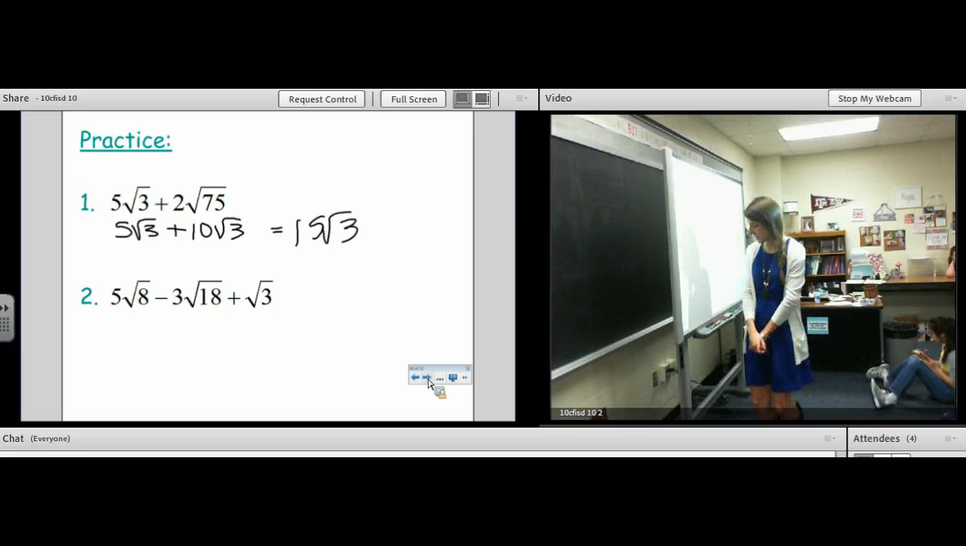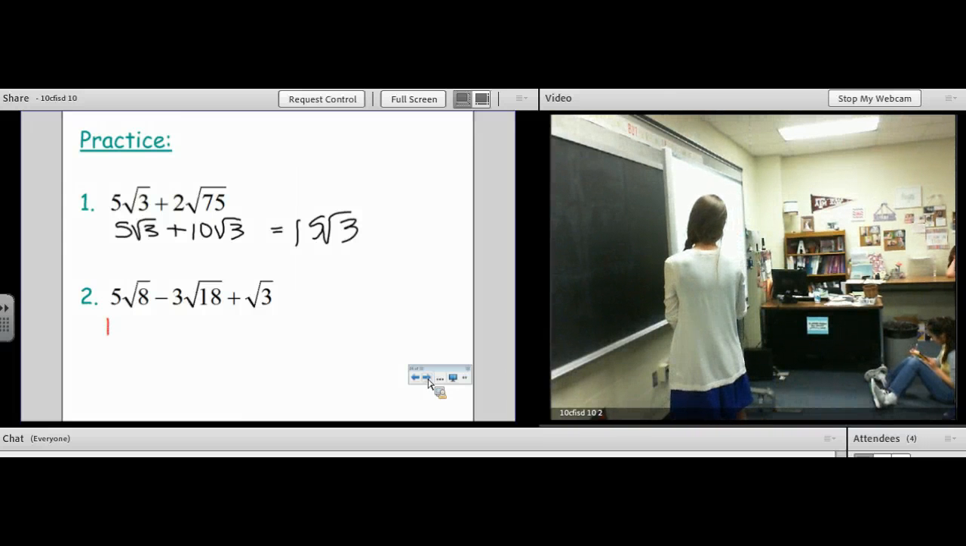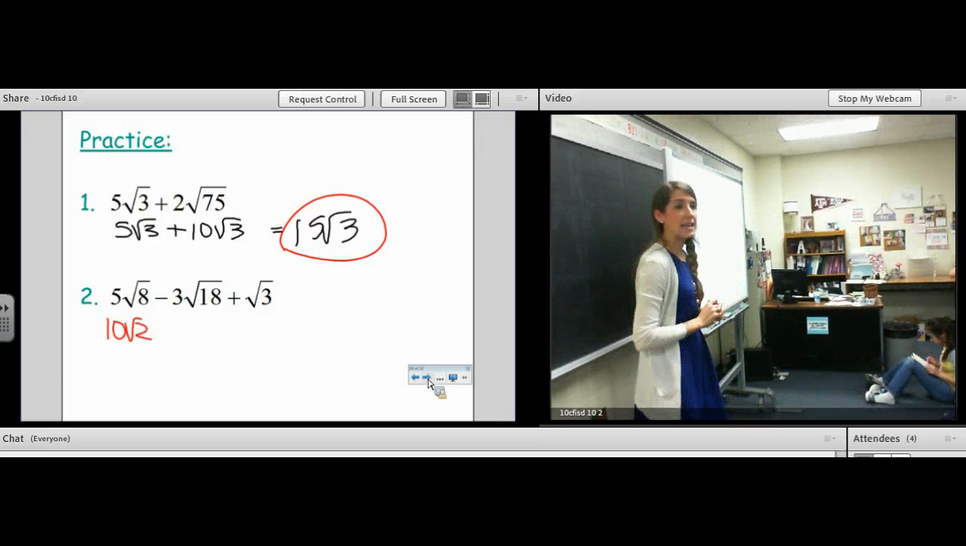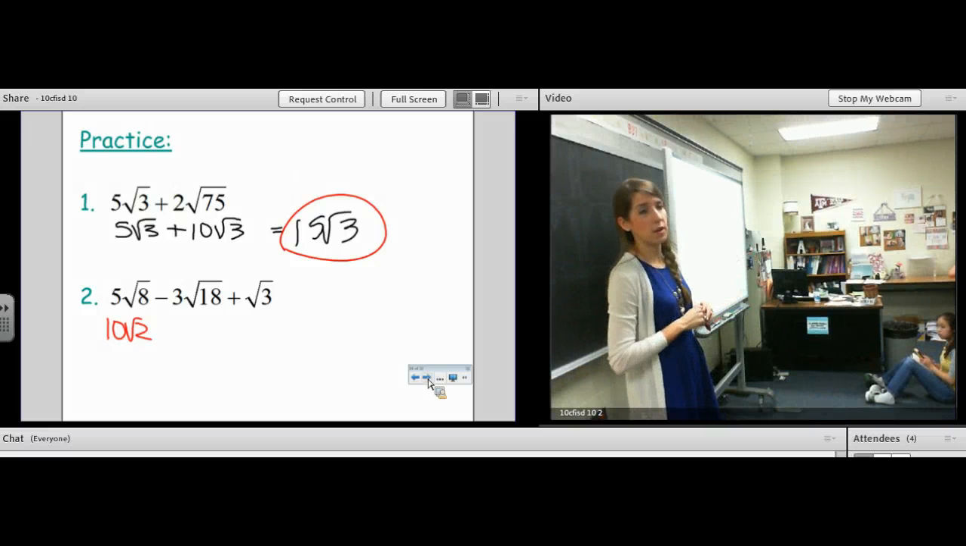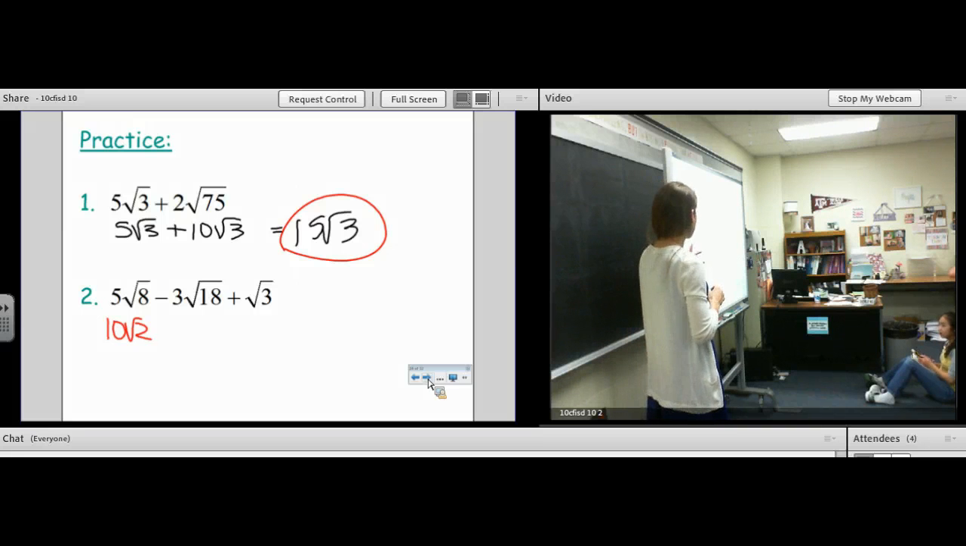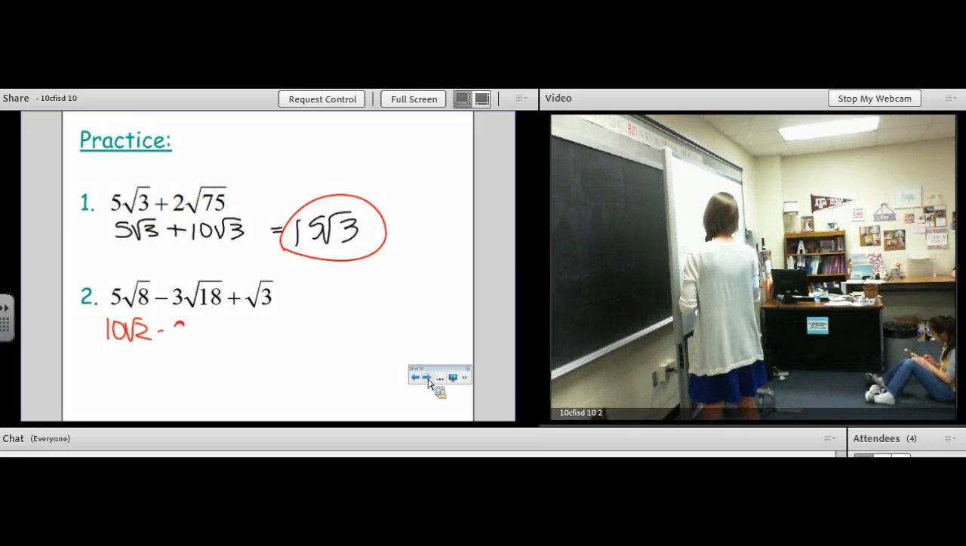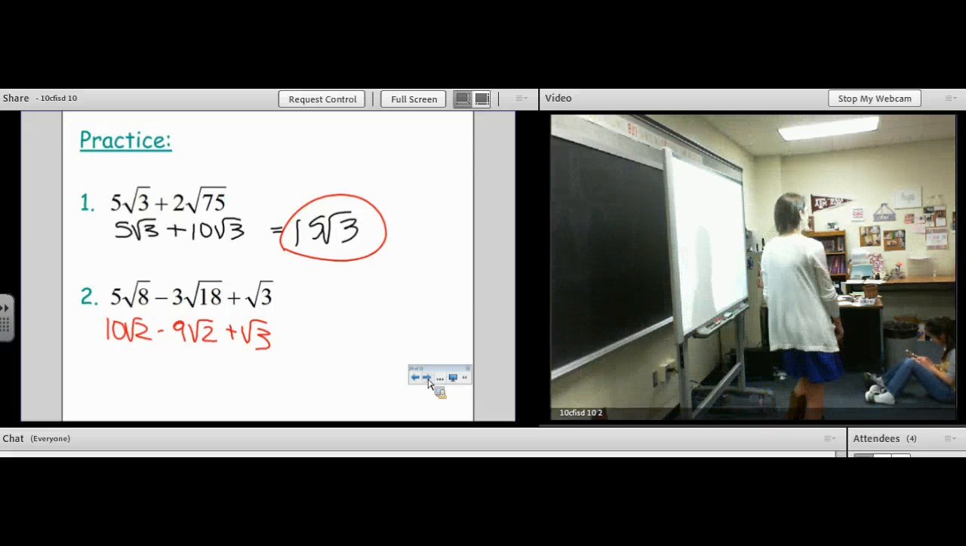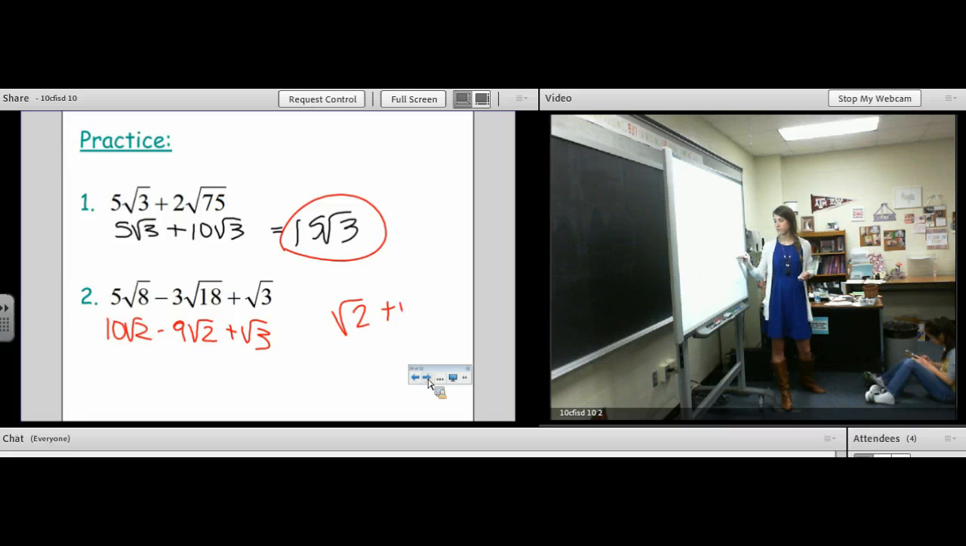Alright, what's 5√8 simplified? Oh yeah, that's 2. Whoa, whoa, whoa. 3√18. We're factor training it. I'm just not showing my work. 9√2. Yes, 9√2. So 2 of these are like terms. The other one is not. 10√2 minus 9√2, so we need one root. 1√2. So just √2. That's 3. That is the simplified version of that.